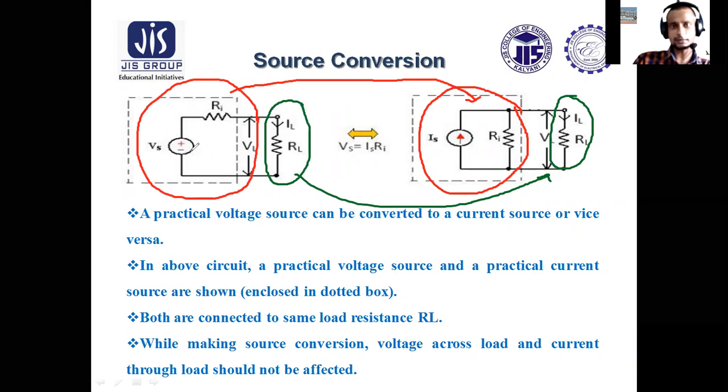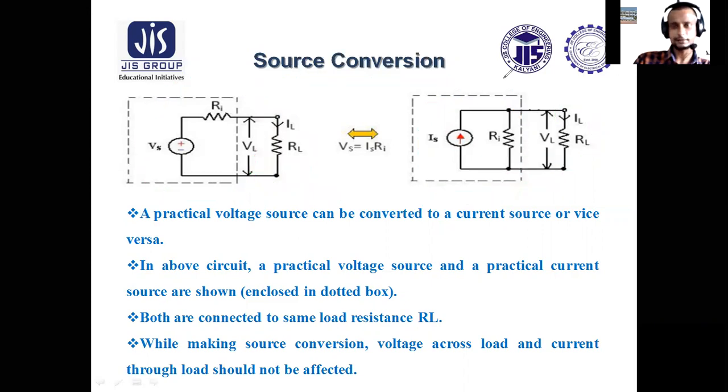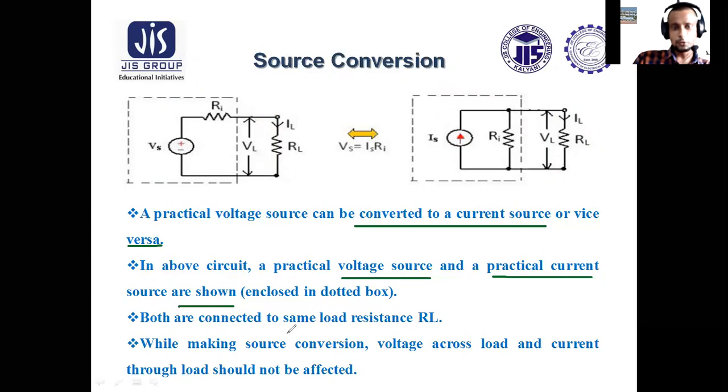For our calculation simplicity, a voltage source with series resistance can be converted to a current source with parallel resistance and vice versa. So how it can be done, that we'll be discussing. First, let us discuss this point. A practical voltage source can be converted to a current source or vice versa. In the above circuit, a practical voltage source and a practical current source are shown. They are enclosed by this dotted box. Both are connected across the same load resistance RL.